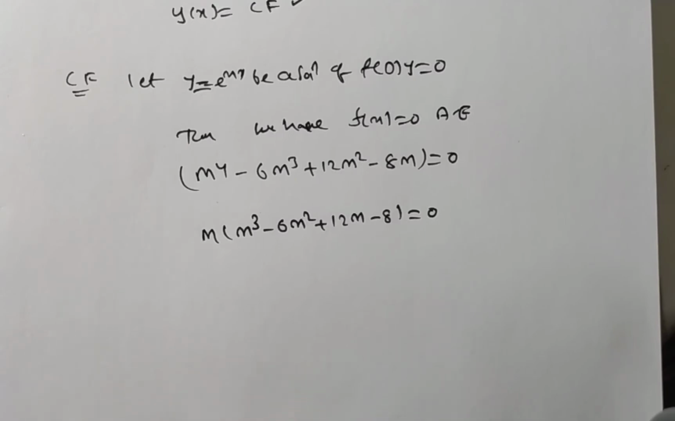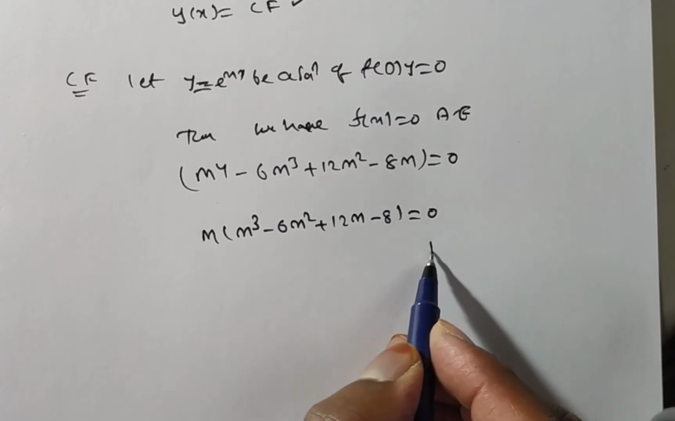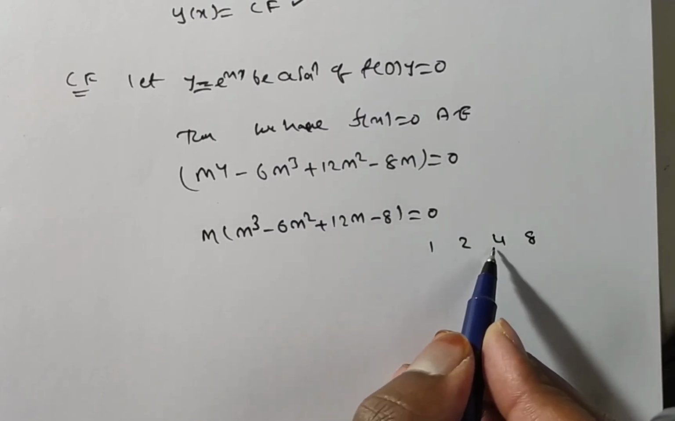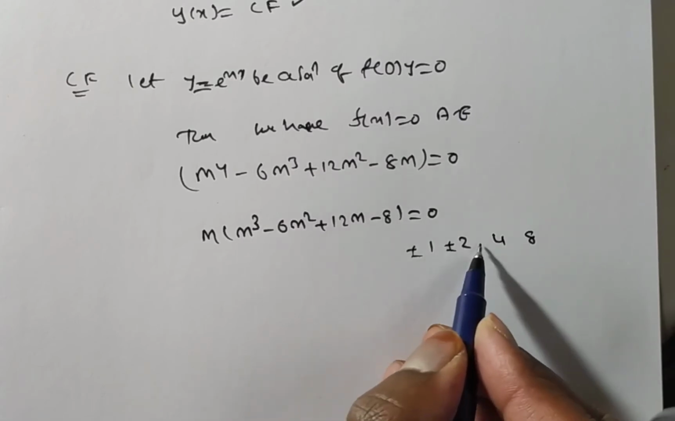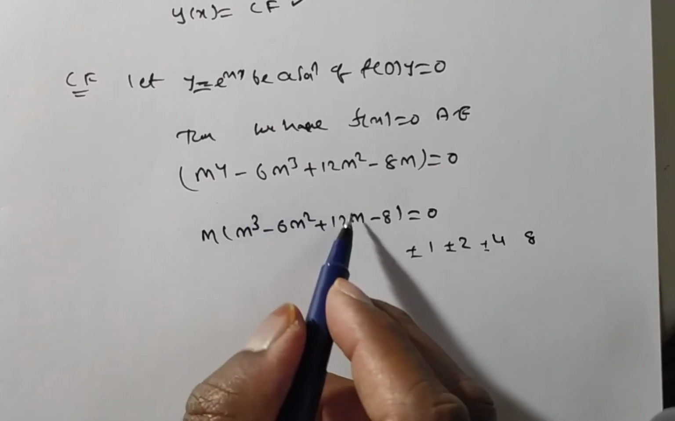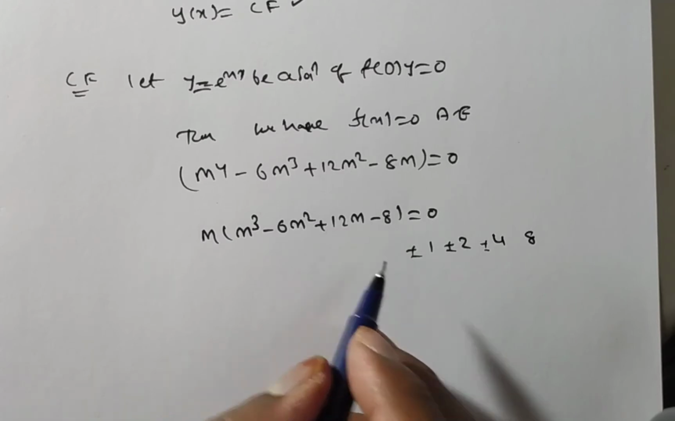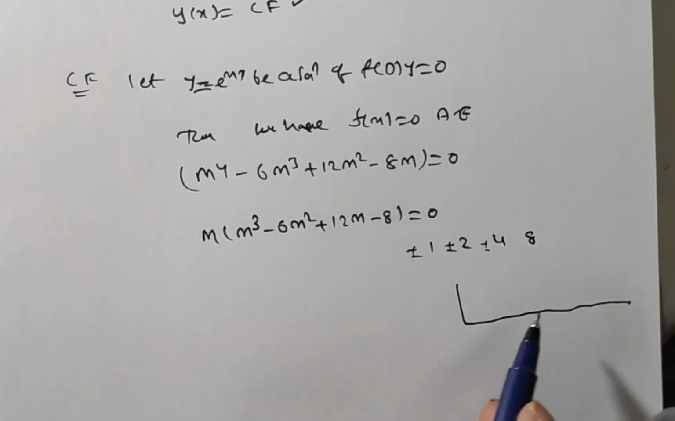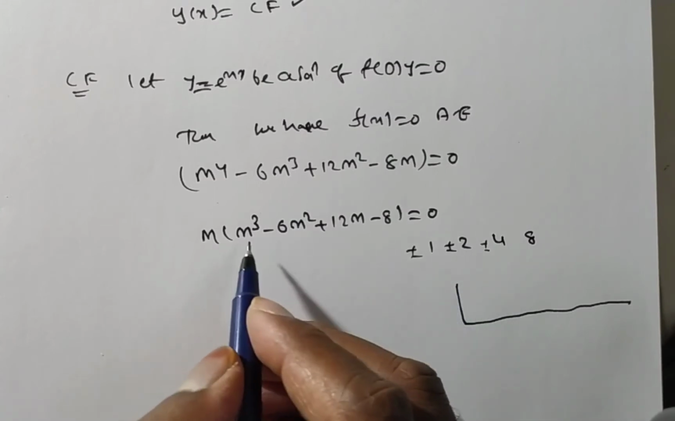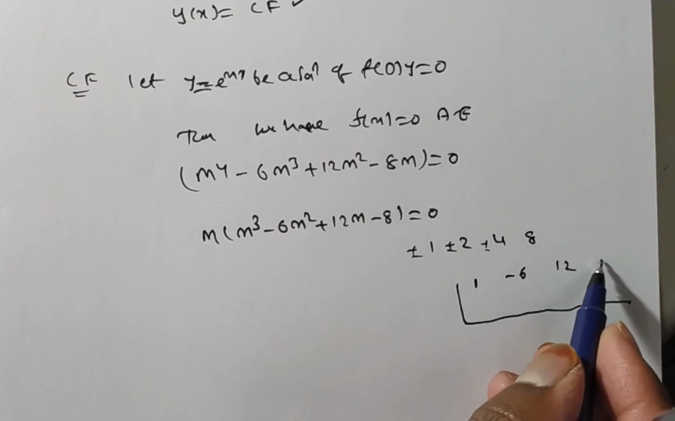By using the calculator also you can find them directly. Here the factors of 8 are 1, 2, 4, 8, so plus or minus 1, plus or minus 2, plus or minus 4, plus or minus 8. But observe, adding all the coefficients: 1 plus 12 is 13, and minus 6 minus 8 is minus 14. So is 1 a root here? No. Plus 1 is not a root, and minus 1 is also not a root. First we are verifying this one. The m³ coefficient is 1, then the m² coefficient, the m coefficient, and the constant.